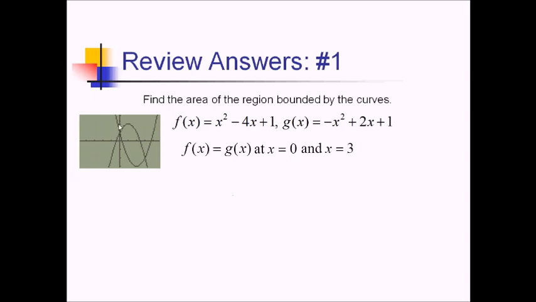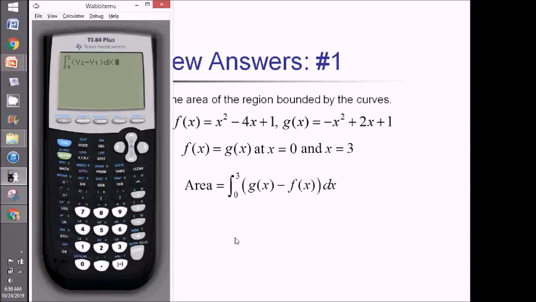So then the area is just going to be the integral from 0 to 3 of, and now we have to do top minus bottom. The top here is the negative parabola, that's the g function. The bottom is this f of x function. So we've got g of x minus f of x dx, and let's use the calculator to figure this out.